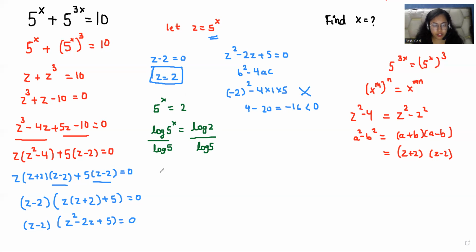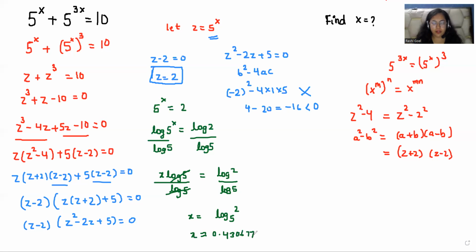The above term I can write as x log 5 by log 5 is equal to log 2 by log 5. So if I eliminate, the value of x is log 2 by log 5, and x will be equal to 0.430677. That's how you can find the value of x.